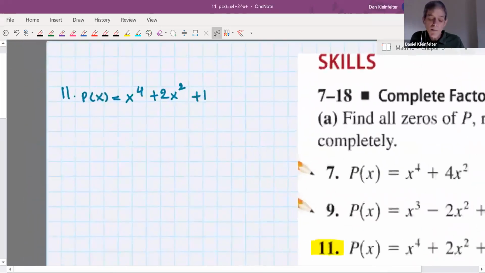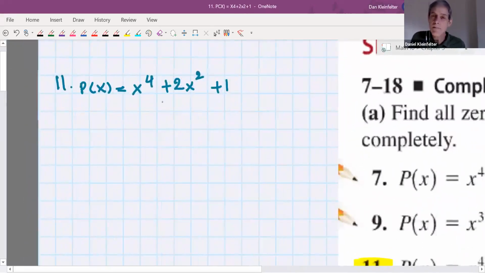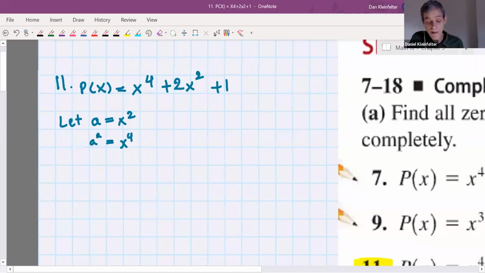On this one, once again, I can see by the structure of this that if I make a little substitution, then this thing is going to look like a regular quadratic function that I'll be able to factor. So we're going to make a little substitution. I'm going to let a equal x squared. What's a? It's x squared because I just said so. We're just defining a new variable. If a is x squared, then x to the fourth power will be a squared.